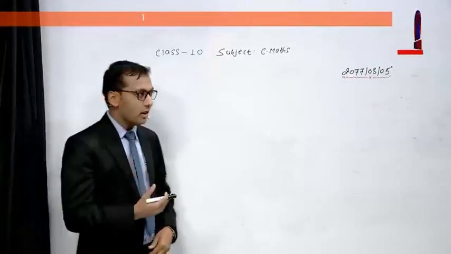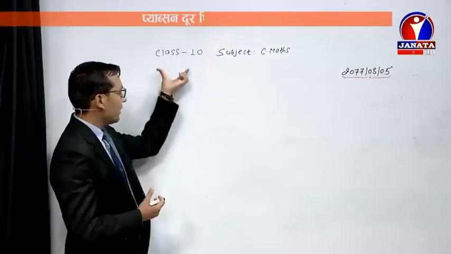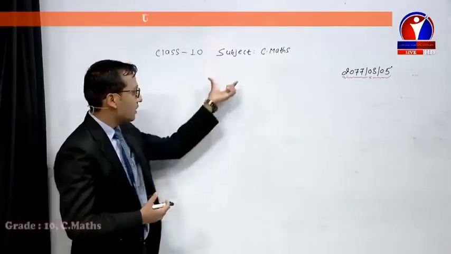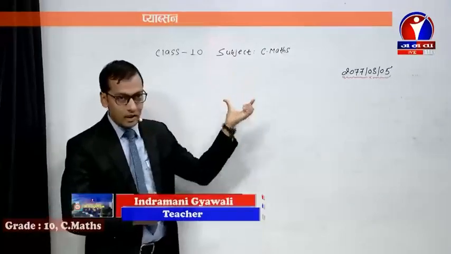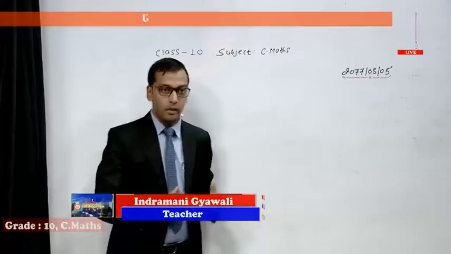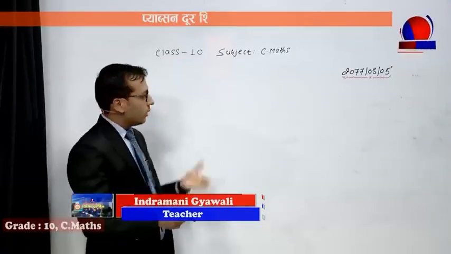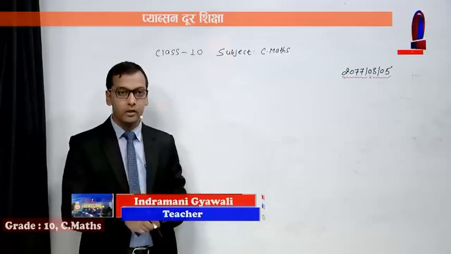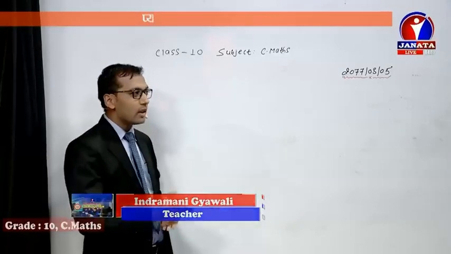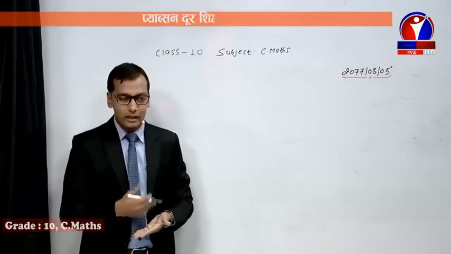So you can see, I have written some information on the whiteboard. It's grade 10, and I'm taking the subject compulsory mathematics today. Today is 2077, third month, 3rd, and the day is 5th. Let me write today's topic for discussion. I'm starting with sets. This is the first unit of grade 10.